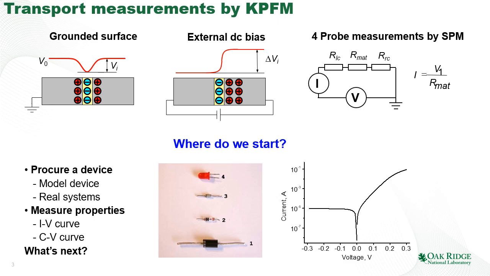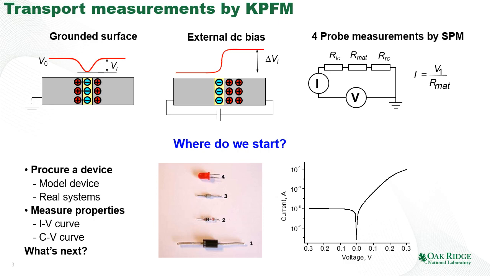So how do we do the lateral transport measurements by the KPFM? A good way to start is to do it yourself. Just procure a device. It turns out that going to Radio Shack and buying an LED or Schottky diode or something like this is a great way to start. The second thing that we need to do is to always start with measuring the macroscopic properties, either the IV curve or the capacitance voltage curve, or whatever macroscopic characteristic you're interested in.